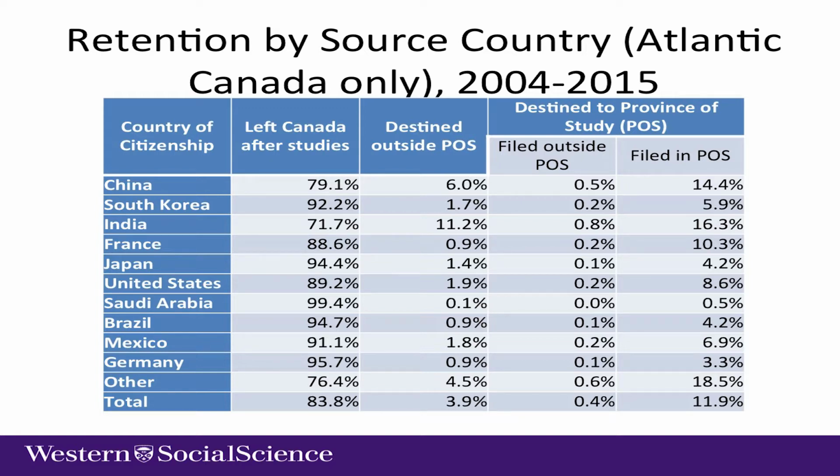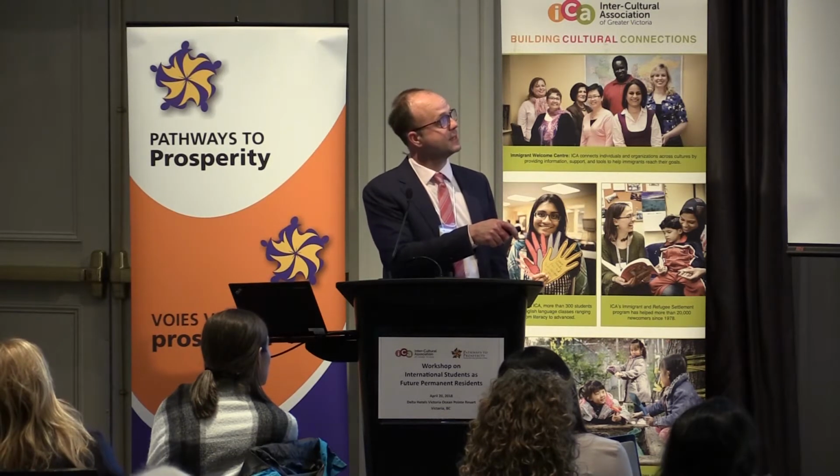Compare that to something like, let's go for the top, students from China, where you have about 4/5 of all people going back, another 6% leaving their province of study in Atlantic Canada, probably heading westward, another 0.5% that are found filing taxes outside of the province of study. And then finally, 14.4% are found filing taxes in either their year of landing or the year after they land in an Atlantic Canadian province. So the Atlantic provinces are really excited about this.